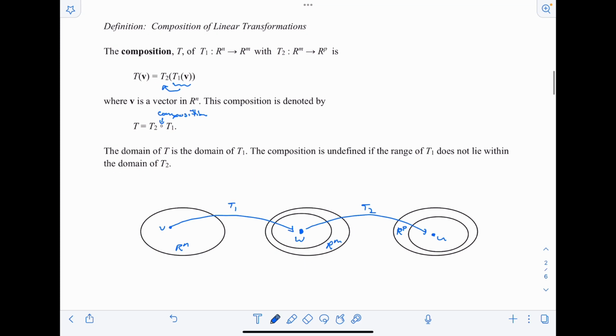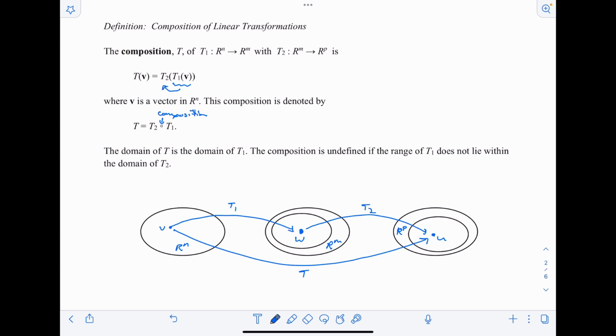So that note says the domain of T is the domain of T1. That makes sense. That's Rn. That's the domain of T, because T, remember, is the composition of T1 and T2. So basically what this is really saying is that if I could map V directly to U, bypassing that middle section, that would be the transformation T. So the domain of T, which is Rn, is also the domain of T1, which is Rn.